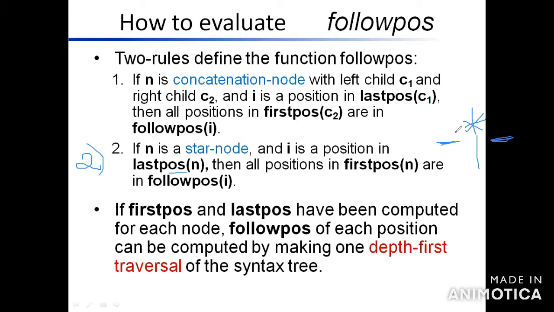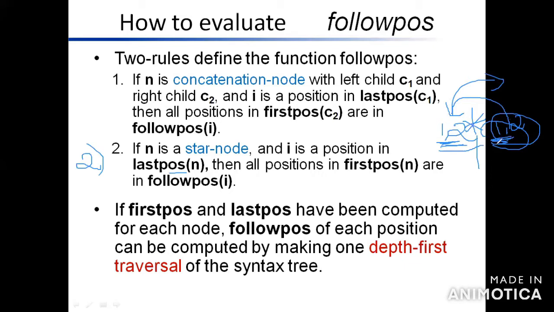What about the last position? Here I am indicating 1 value, here I am indicating 2. For example, the left child is 1, 2 and the right child is 1, 2. So if i is a position in the last position of n, then all positions in the first position of n are in the follow position of i.